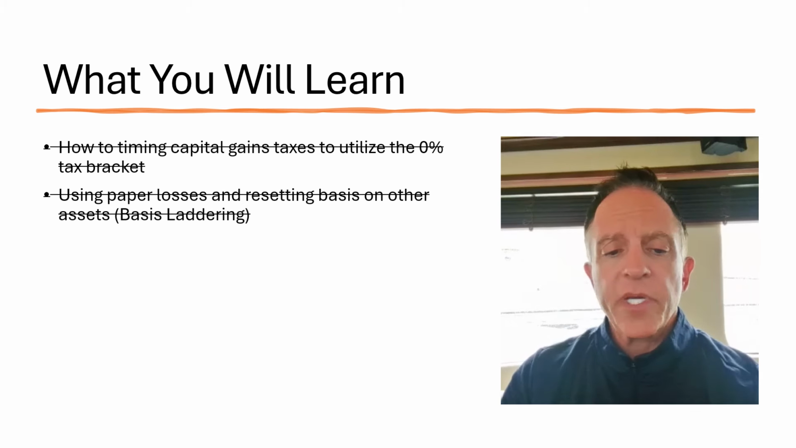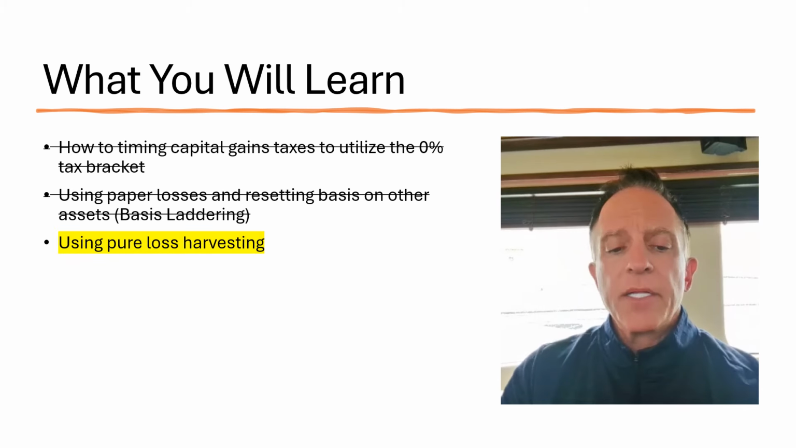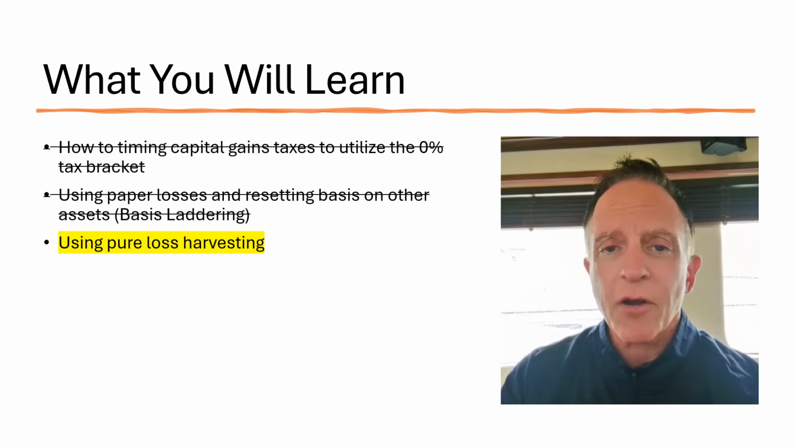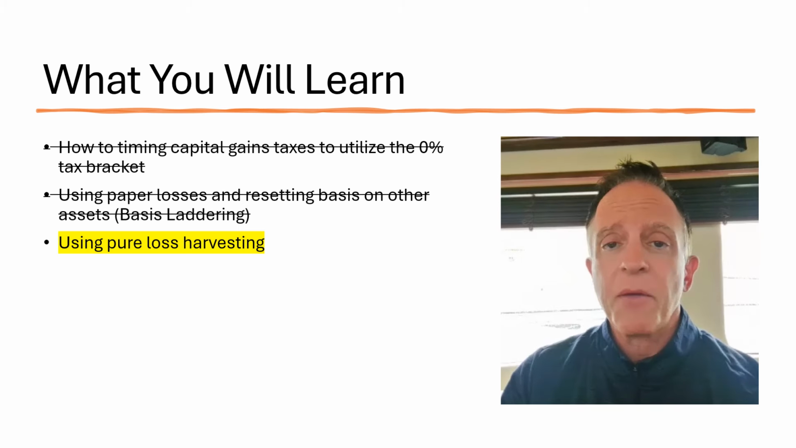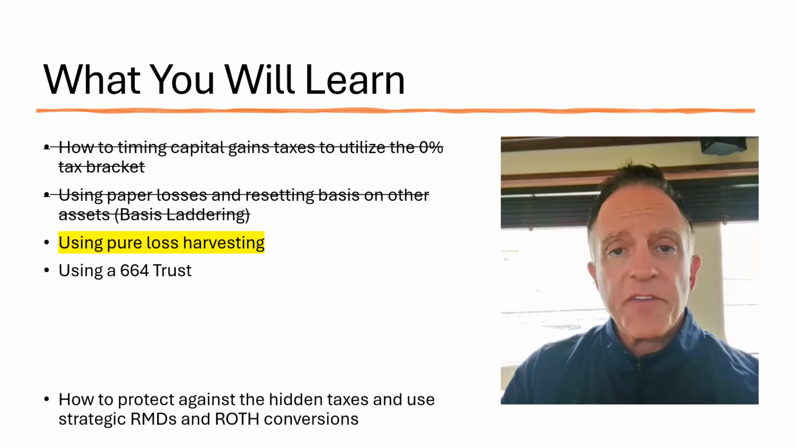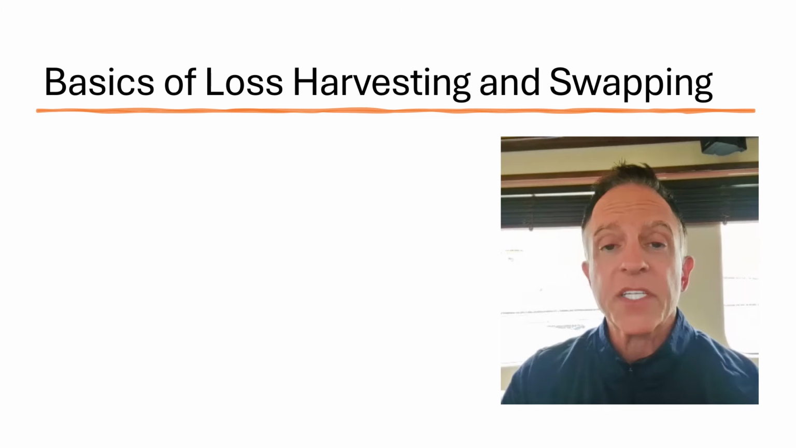Last time, part two, we covered how to use paper losses to bracket ladder up, to basis ladder up. And today we're going to talk about pure loss harvesting. I know this stuff is about as exciting as watching paint dry or hair grow, but it can save you tens of thousands, if not, depending on where you're at, millions of dollars over your lifetime if you understand how this system works. In part four, we're going to cover the 664 trust, and in part five, we're going to cover strategic RMDs, hidden taxes, and Roth conversions. So without further ado, let's get on with today.